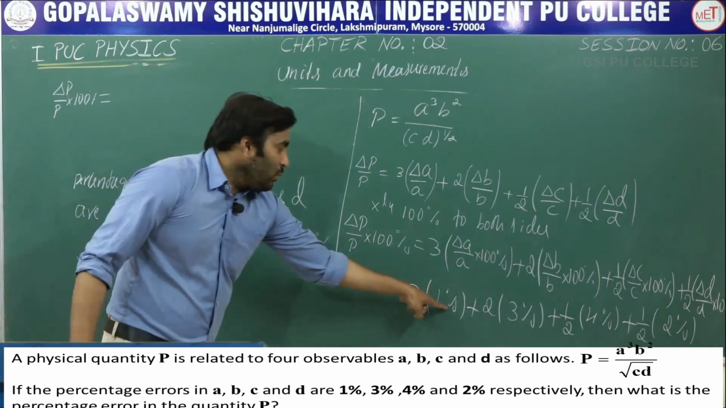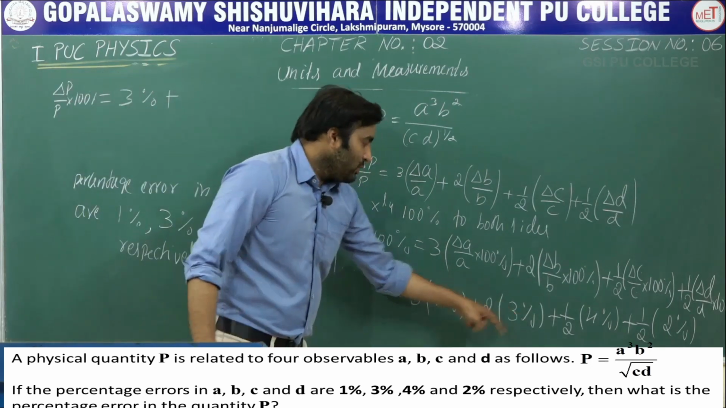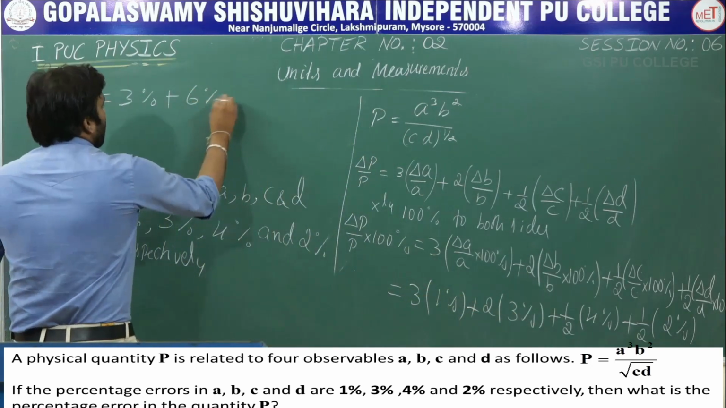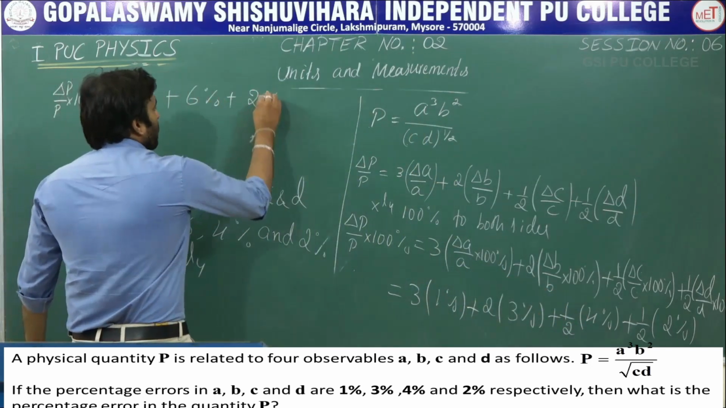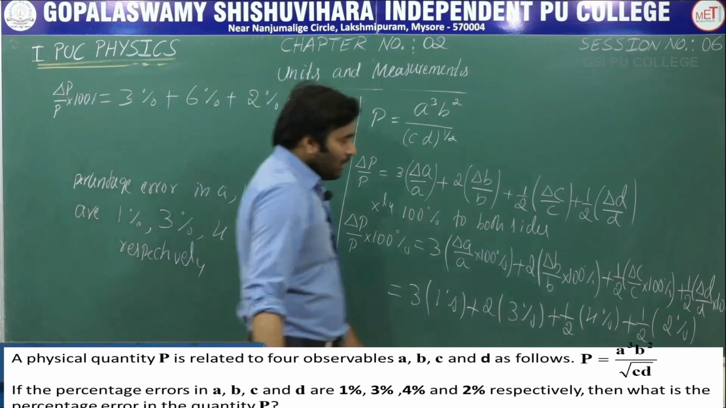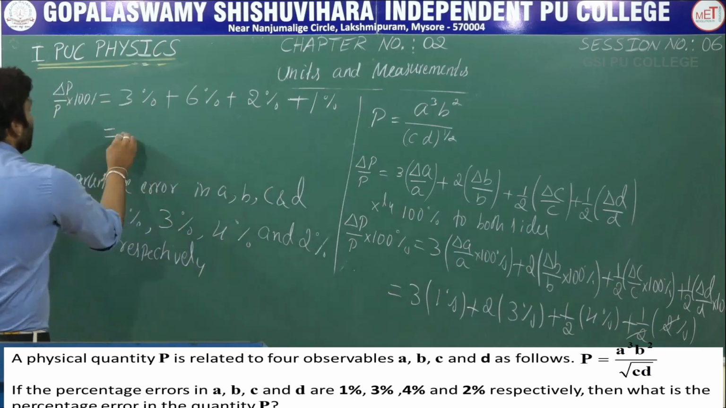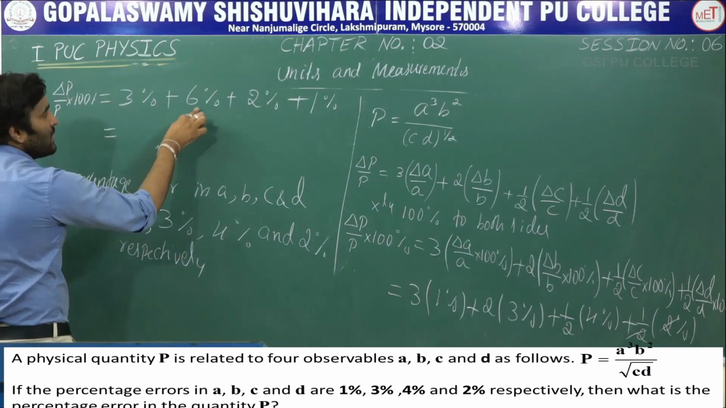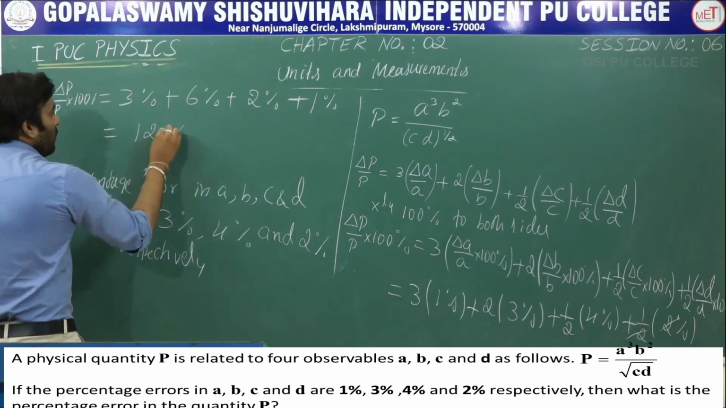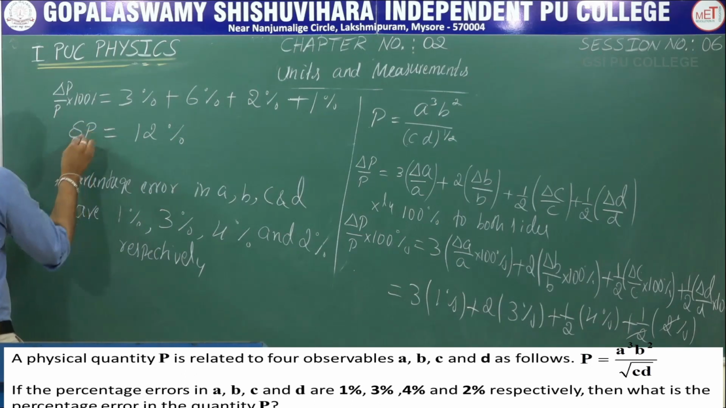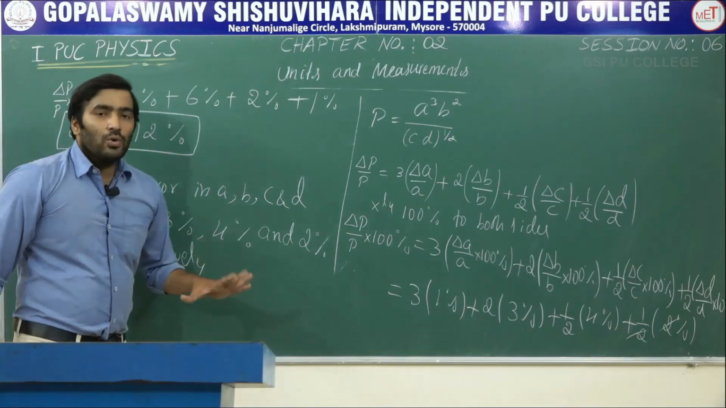Further simplify. 3 into 1% is 3%, plus 2 into 3% is 6%, plus half into 4% is 2%, plus half into 2%, which is 1%. Now if you add 3% plus 6% is 9, 9 plus 2 is 11, 11 plus 1 is 12. So totally it becomes 12%. The percentage error in P will be equal to 12%. So this is how you should solve the problem.